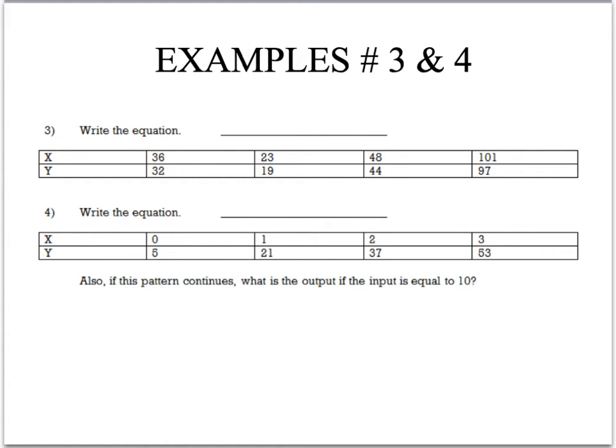In example number 3, you have 36 and 32, which is a difference of 4. You have 23 to 19, which is a difference of 4. So this one looks like it's kind of like number 2, where you're subtracting 4 from the x to get a value for y. So y equals x minus 4. And right away, number 4, it says write the equation.